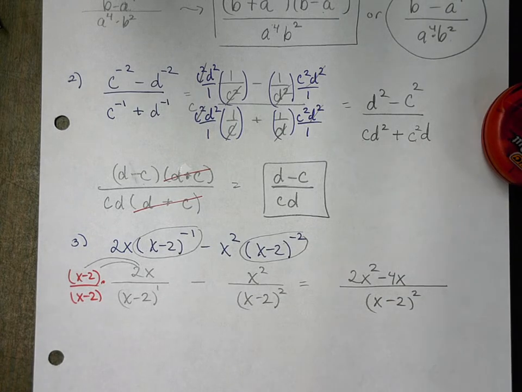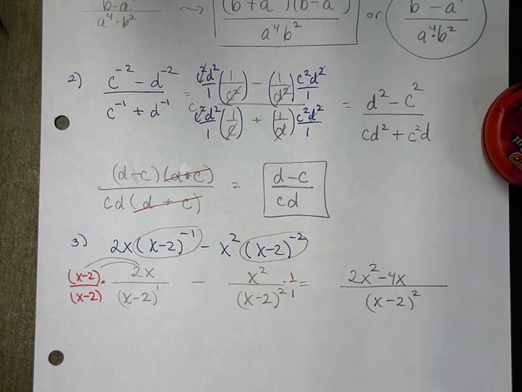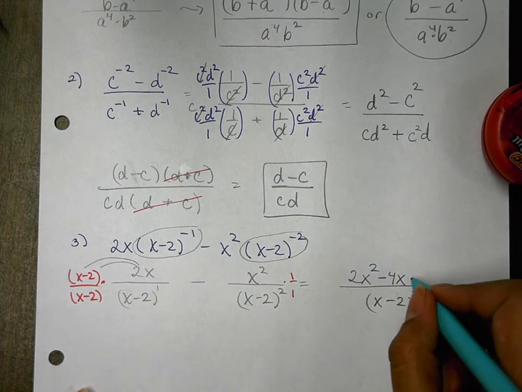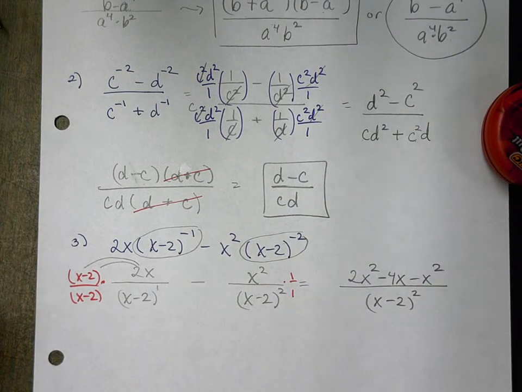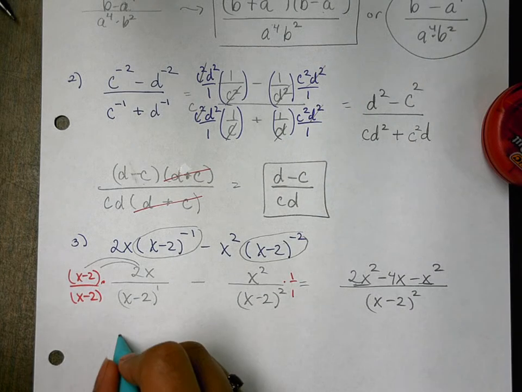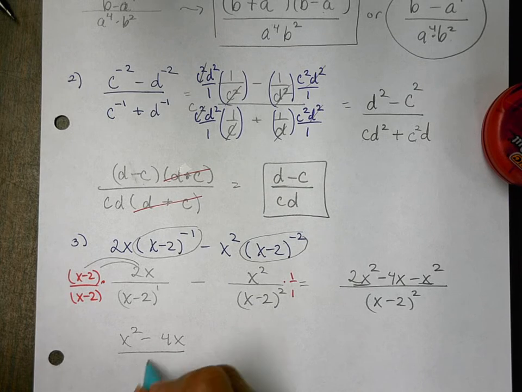And then here, it already has an x squared, so really you're just multiplying by 1 top and bottom. It's not really necessary to show that, but I'm not multiplying by anything because it already has the common denominator. So minus the x squared. Combine your like terms. That gives me x squared minus 4x all over x minus 2 quantity squared.